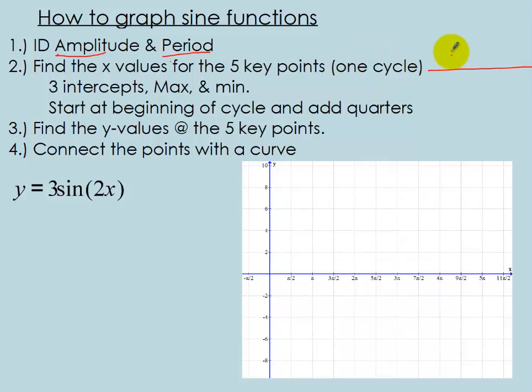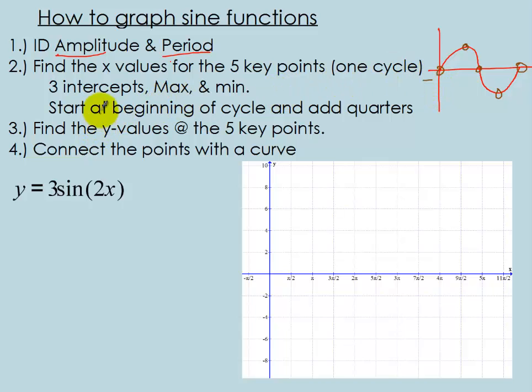What does that mean? If I have my graph here, and this is one cycle, the 5 key points are at all the intercepts and all the maximums and minimums. These are the 5 key points right here. If you can graph those, you can sketch the curve. So you find those x values.